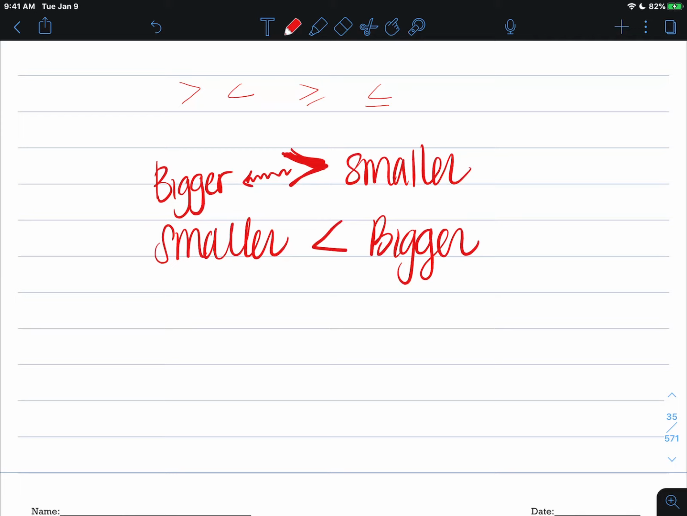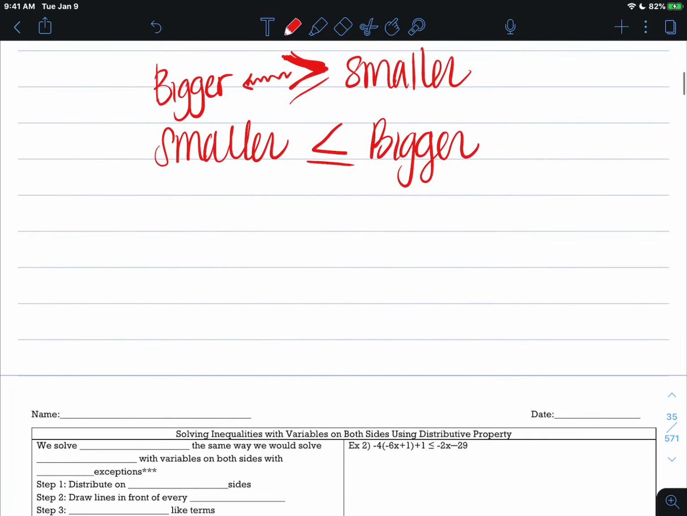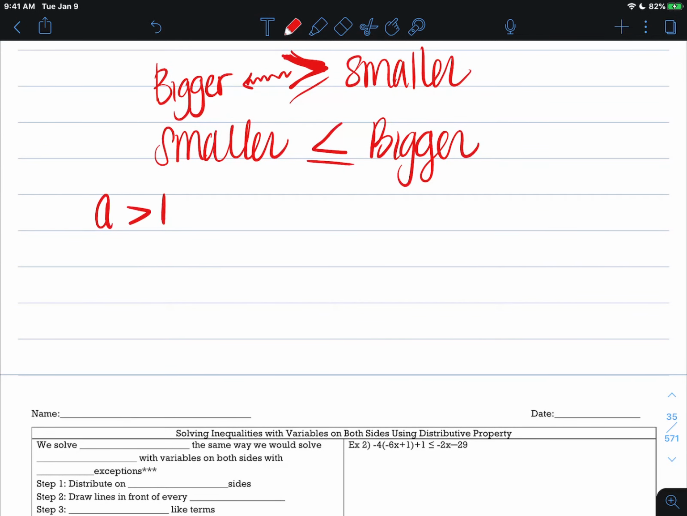When I was in school, they used to tell us that it was an alligator, and it always wanted to eat the bigger thing. Now, this also works with the ones that have that extra line, as I like to call it. Okay? So let's talk a little bit about what exactly this means. Okay? So I'm going to write down just a few random things. Okay, so let's talk about what this means. It's opening towards the A, so A is bigger.